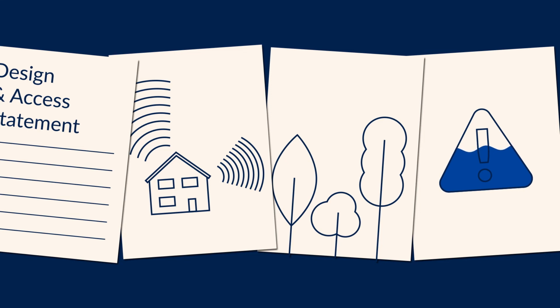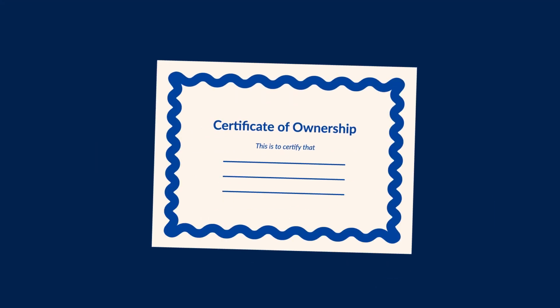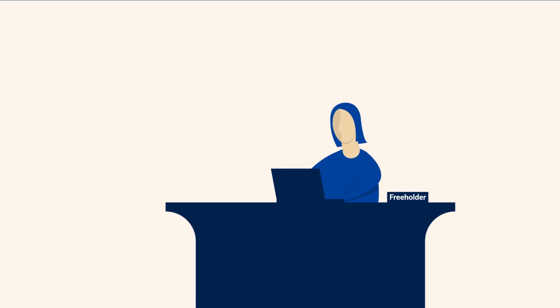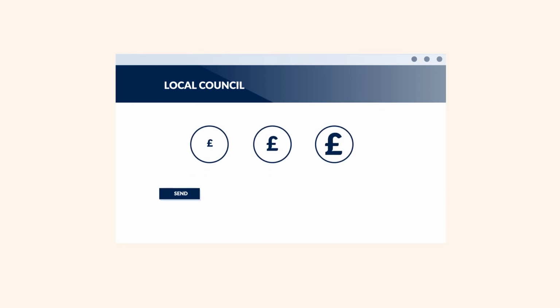One of the last parts of the application form is the ownership certificates. If there are other people with an interest in the land, for example a freeholder, if you're the leaseholder, then you'll need to notify them that you have made a planning application. Finally, the council usually require a planning application fee, which varies depending on the proposal, so check the fee list on their website, or use the planning portal to calculate it.